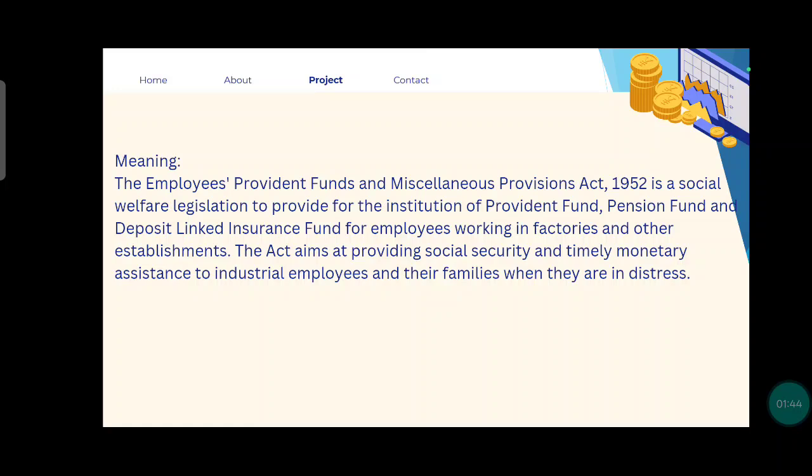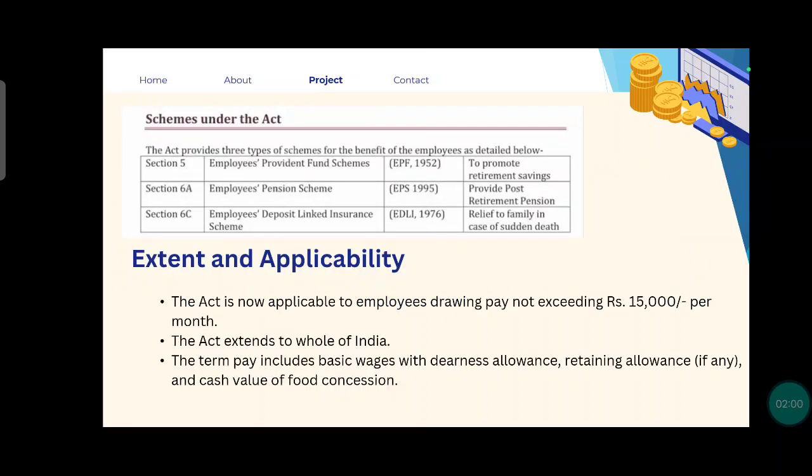The main aim of this act is to ensure timely security as well as timely monetary assistance to industrial employees as well as their families in case of emergency or distress also. Next one is the schemes of this act. The act has provided three types of scheme for the benefit of the employees.